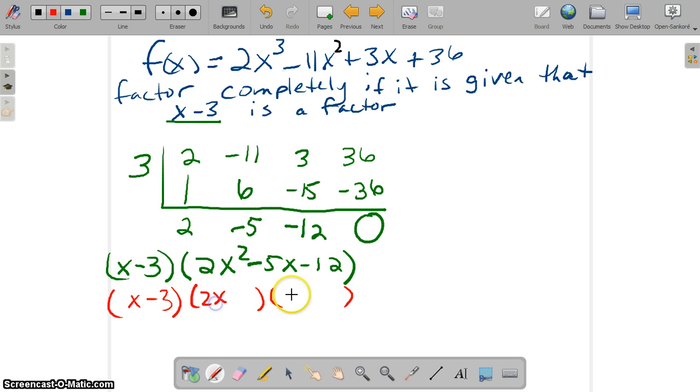Okay, we have a 2x, we have an x. We need some factors of 12. I think 4 and 3 will work. Let's double check. We have a 3x and an 8x, and we can get a negative 5x for that if we put a negative here and a positive here. So here are three factors of this cubic polynomial. All right, so moving on.